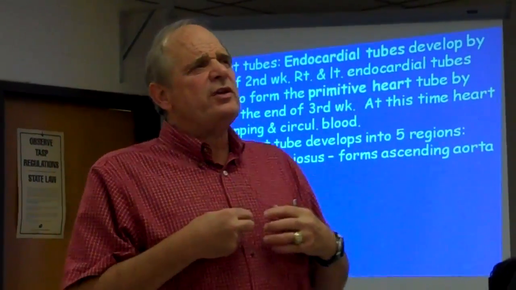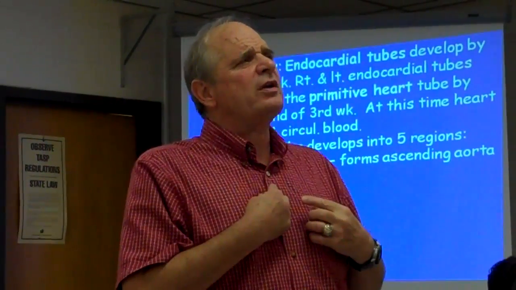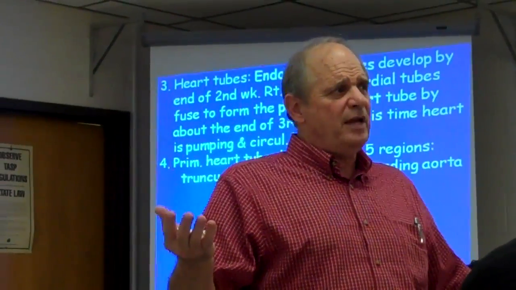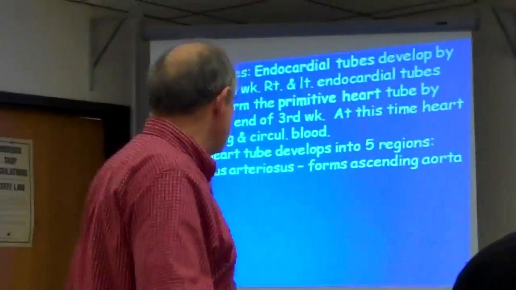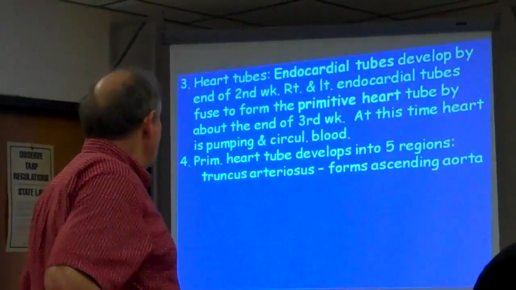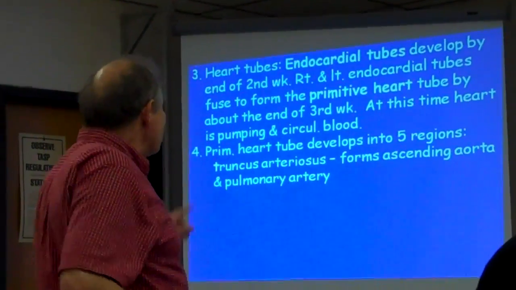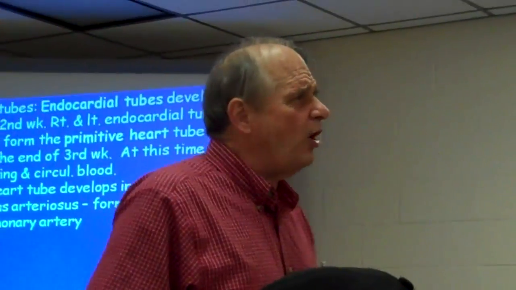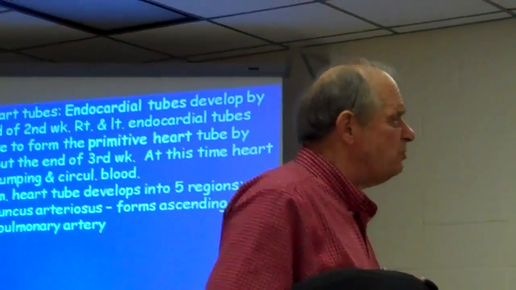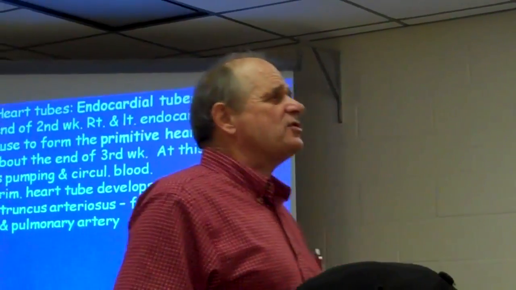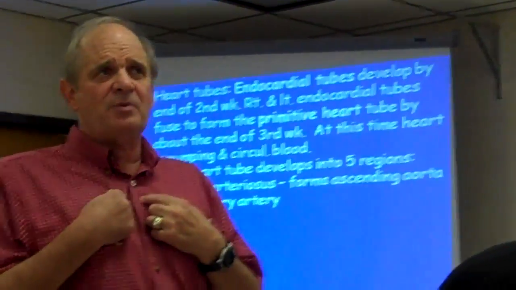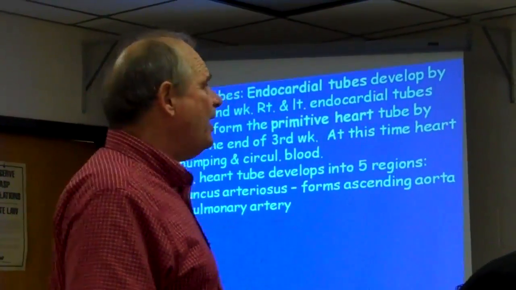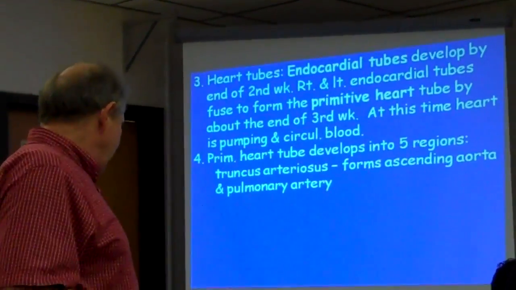The truncus arteriosus develops into the pulmonary trunk and the ascending aorta. That's the truncus arteriosus. So I say right here, it forms the ascending aorta, and I say pulmonary artery. More specifically, that's the pulmonary trunk. The base of the pulmonary artery is the pulmonary trunk. That's going to be the truncus arteriosus from the top to the bottom, superior to inferior, in this developing heart.